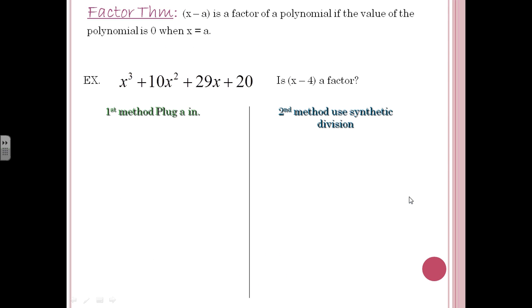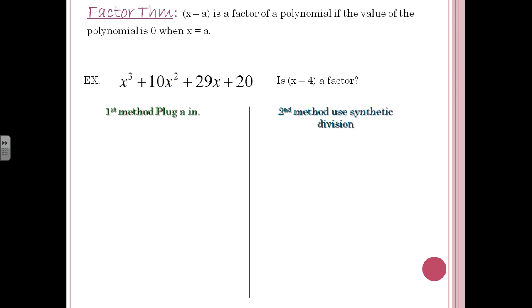All right, let's move on to the factor theorem. So the factor theorem says that if x minus a is a factor of a polynomial, basically if you can factor your polynomial and one of the factors is x minus a, you'll know this because if you plug a into the polynomial, you should get a remainder of 0.